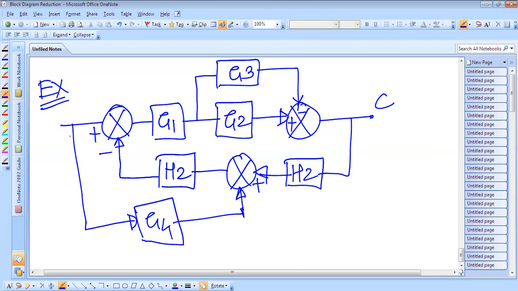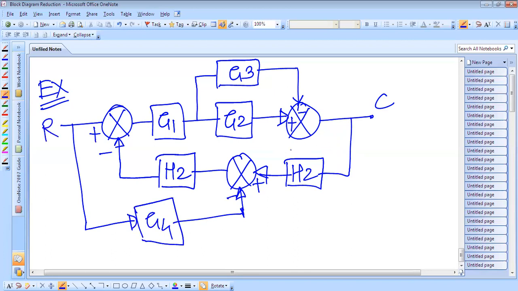So such a system is given to you. This is the input and this is the output. Now this is a negative. Such a system is given to you, and we have to find the transfer function of this system.